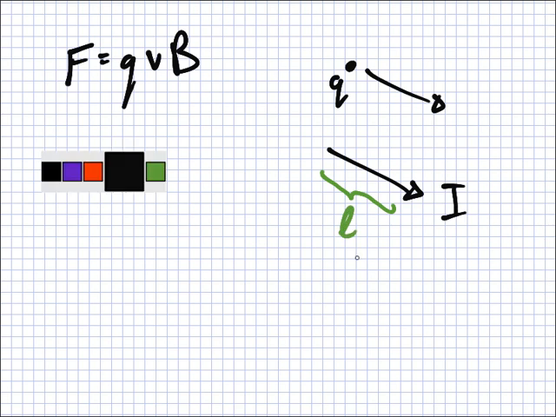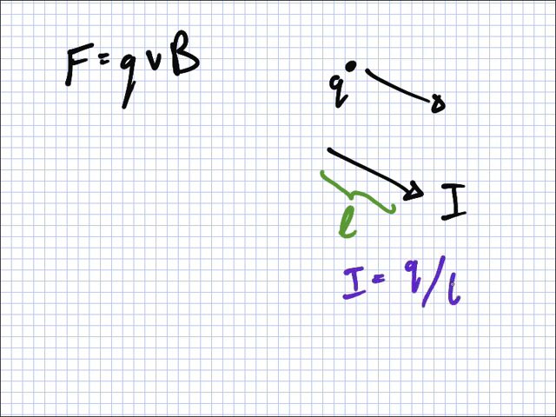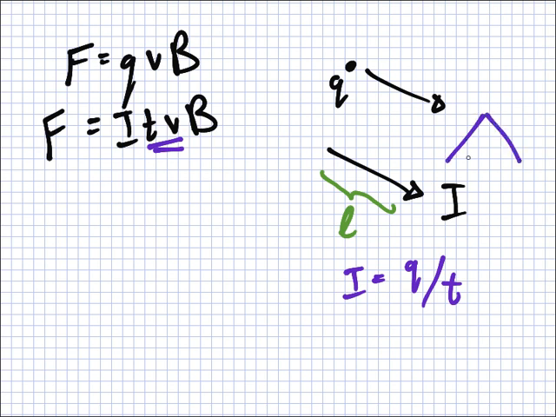Yes, and you're also right, Zach, Q equals IT. I equals Q over T, so Q equals IT. We did that formula in electricity. So that's equal to ITVB. But this one here is interesting. T times V. If we think about our triangle.